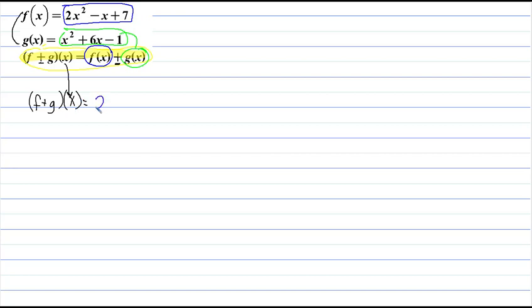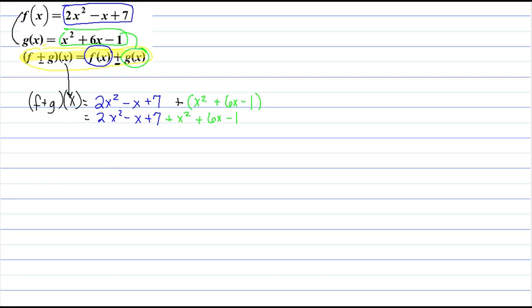So we're going to write our f of x function, 2x squared minus x plus 7, our operation, which was addition. I recommend always putting your second one in parentheses, just in case you have to distribute anything. Plus 6x minus 1. When we distribute that positive sign through to both parts, it's not going to change anything. So I'm just going to rewrite it without the parentheses. As we distribute that positive sign through, it keeps all the signs in the same direction.